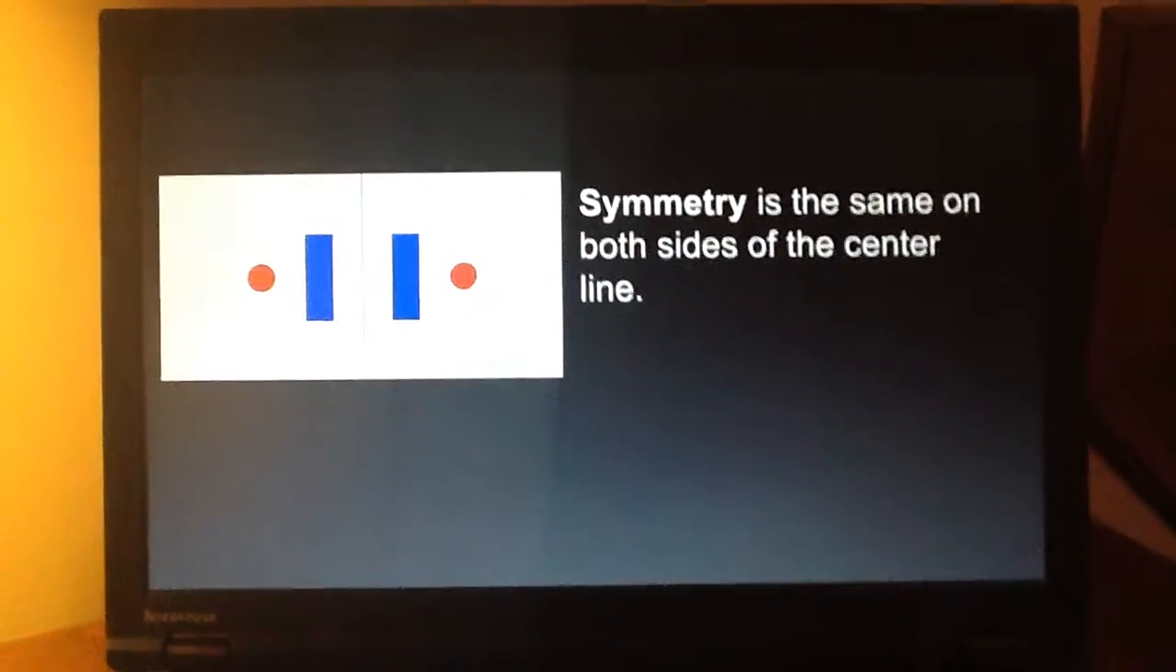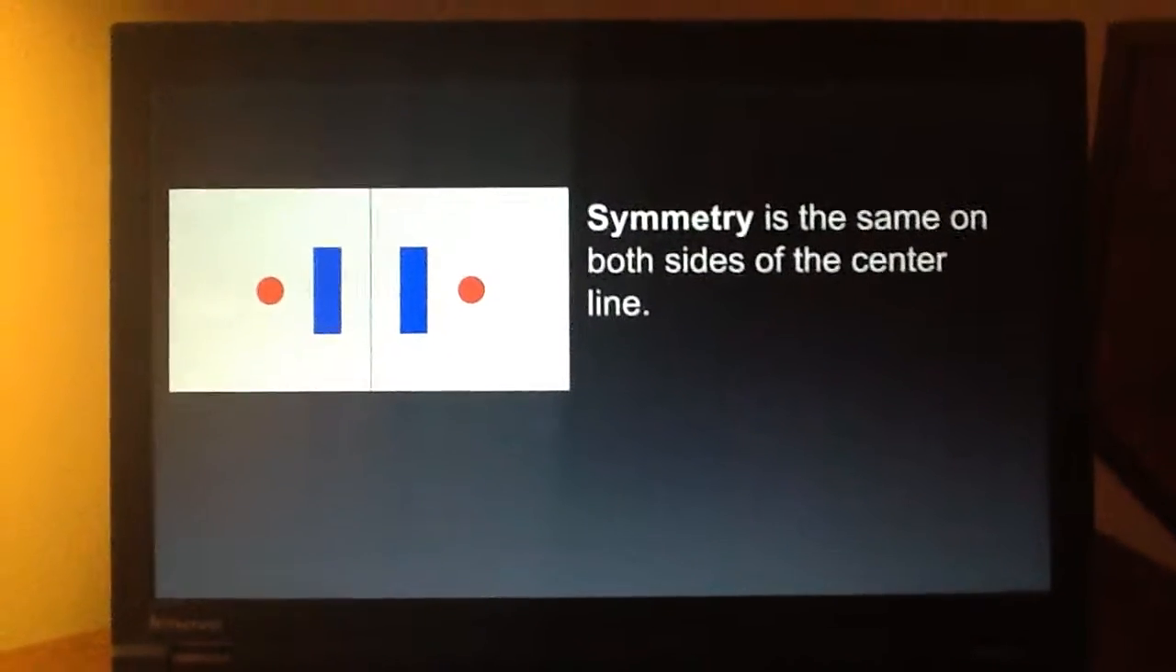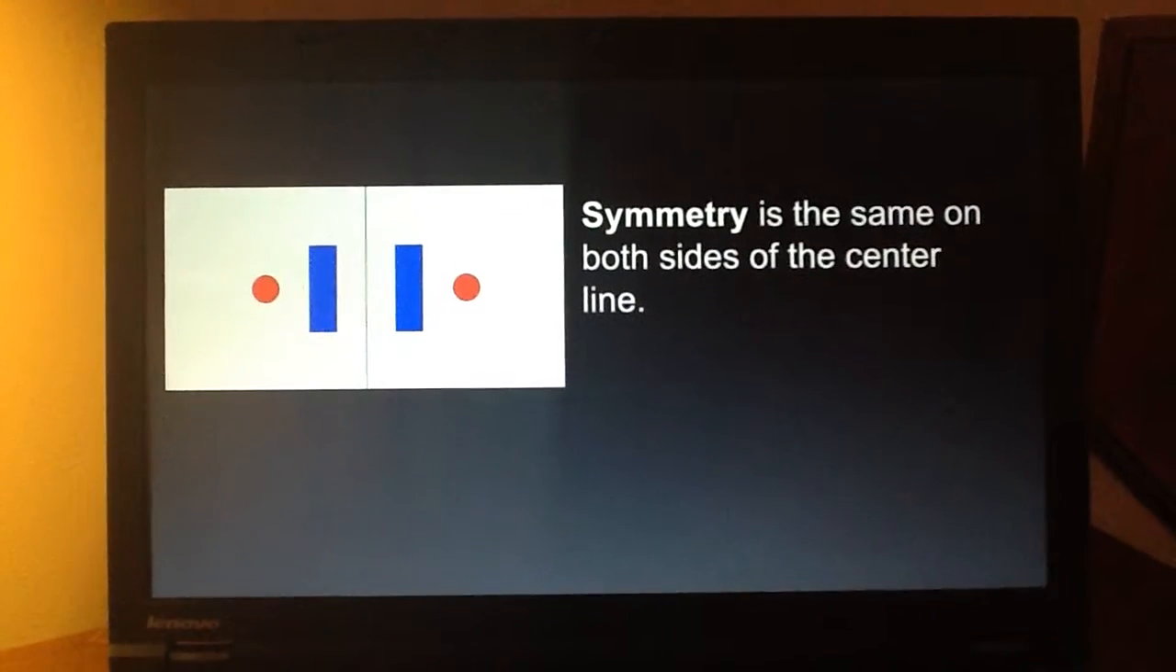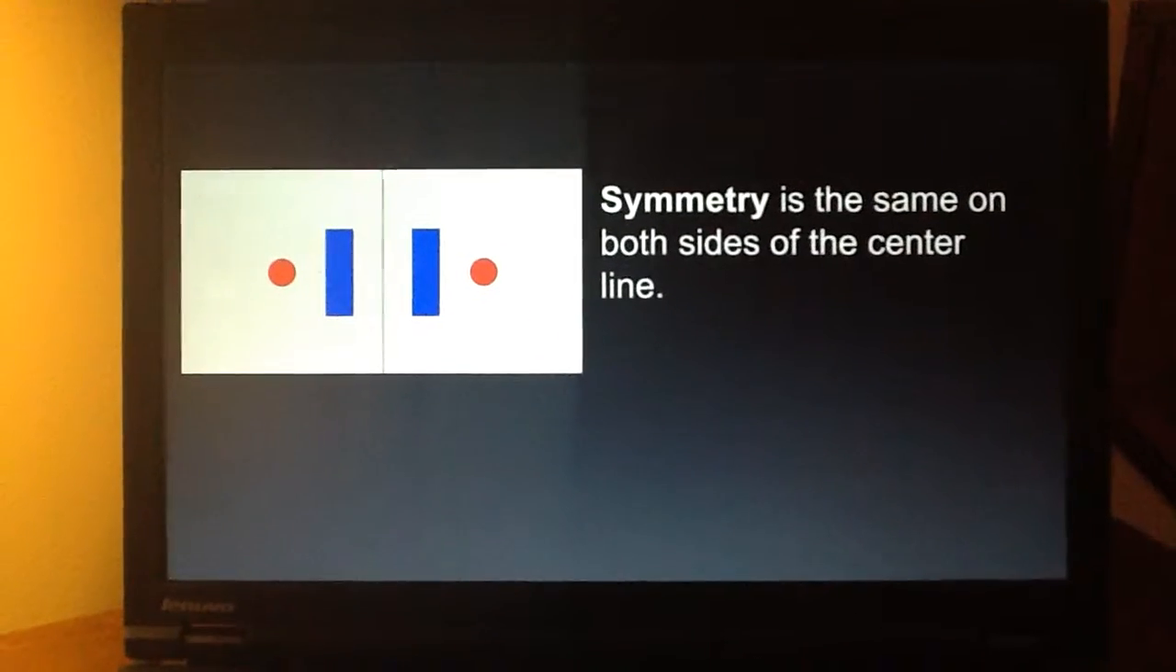Symmetry is the same on both sides. So symmetry could be the human face, it could be a butterfly. You draw a line down the center of your composition and what is on either side is the same or extremely close to being the same.